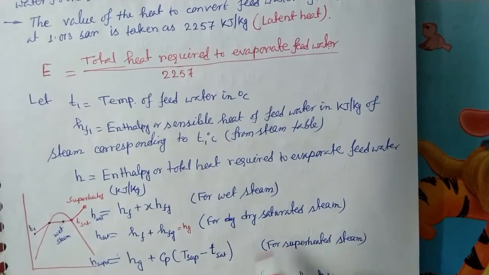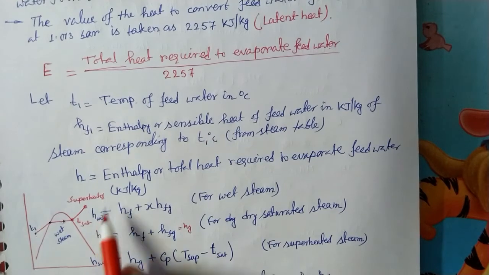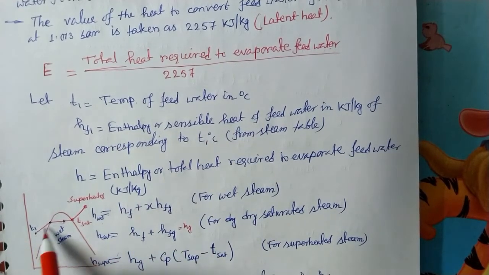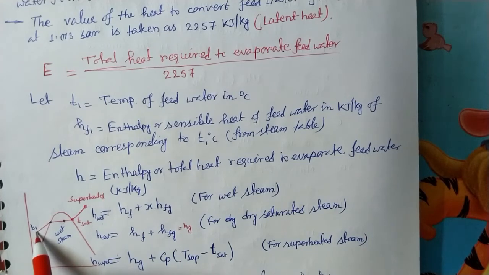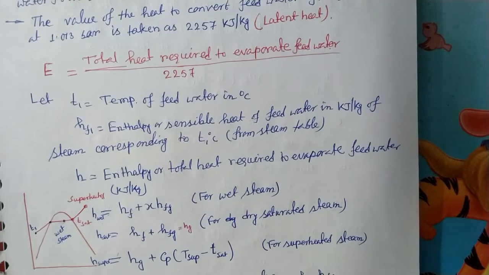Okay, so now let's see the heat required to evaporate 1 kg of water. That is our total h minus hf1, because in this value we have already added this hf1 value, so that's why we need to subtract this. So h minus hf1, that amount of heat is required to evaporate 1 kg of water.